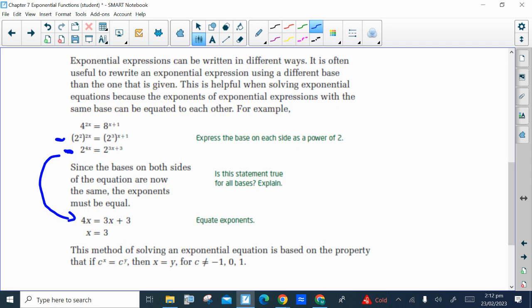We are told that the two sides are equal. If the bases are equal, then the other parts have to be equal as well, meaning the exponents are equal. And so that's where that 4x equals 3x plus 3 comes from.